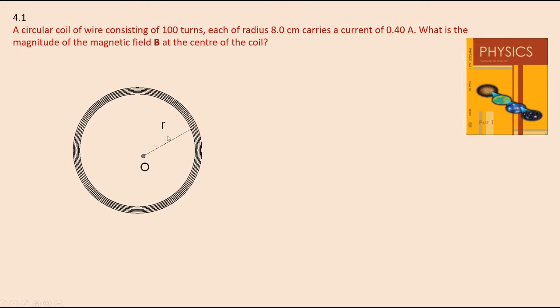R is the radius. I is the current. It has to carry current, then only there will be magnetic field. So let's say that the direction of current is like this. How much? 0.40 ampere. You can see in this, O is the center of the coil and R is the radius.